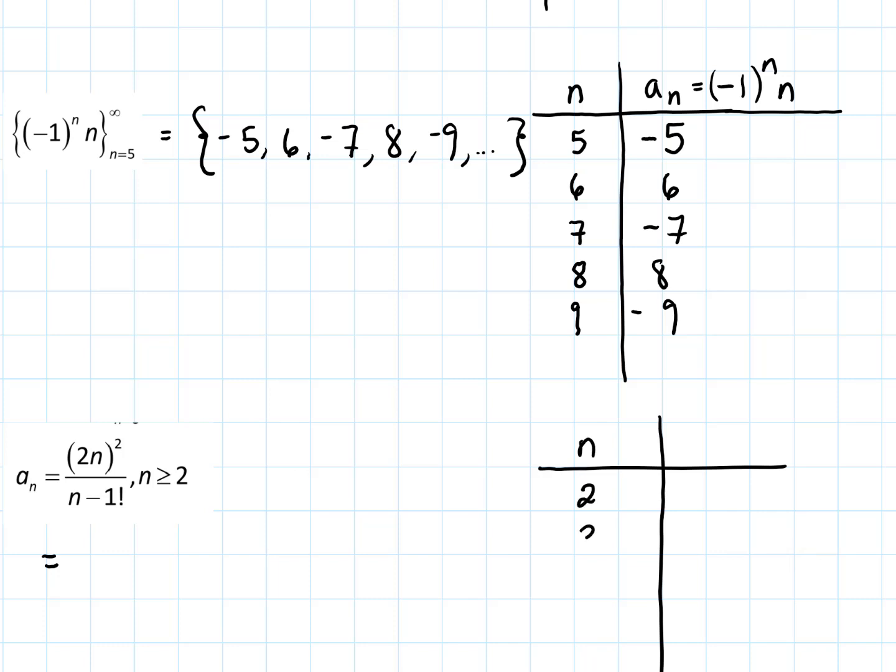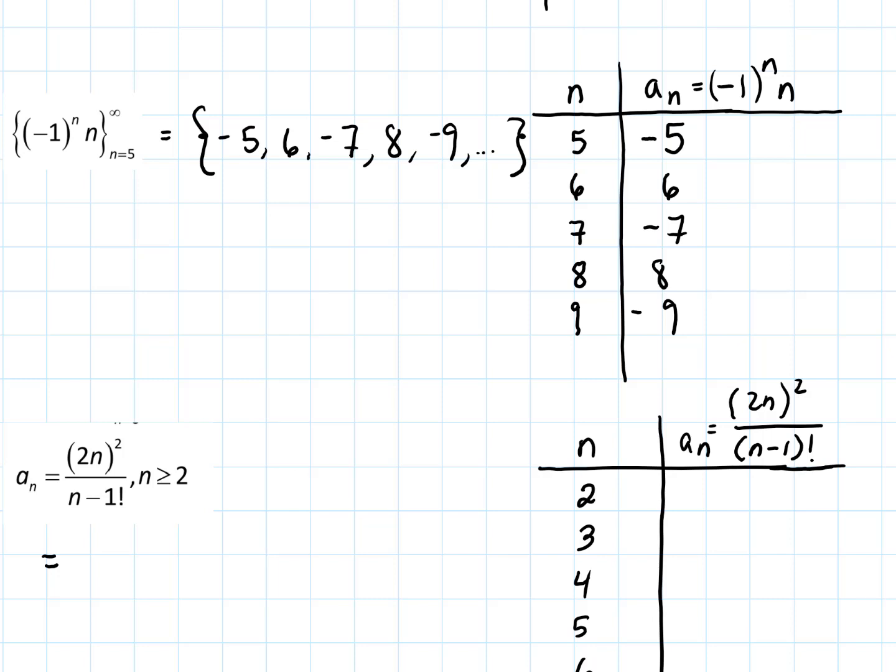So we're going to start at 2, 3, 4, 5, and 6. And our term here has this 2n quantity squared on the top, and then it has this factorial, n minus 1 bang. Again, I'll officially define that here. I have a definition down below that we'll talk about.